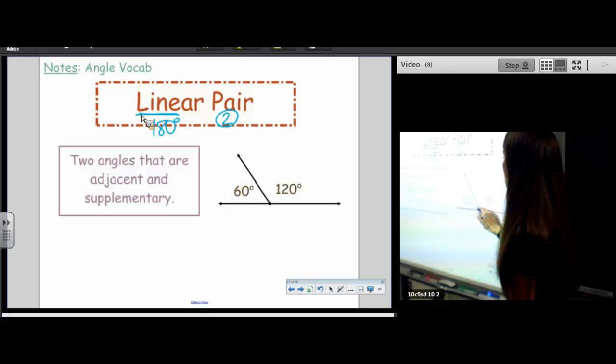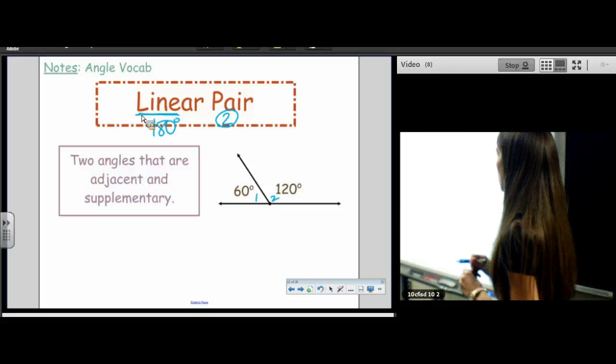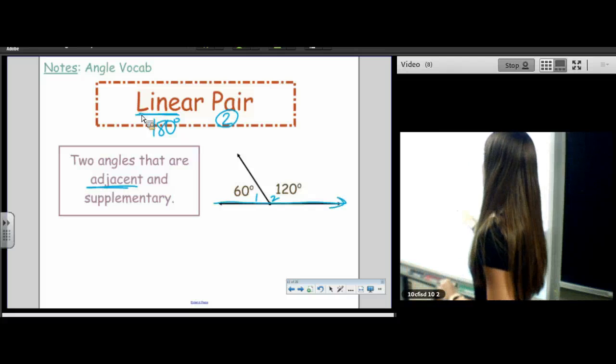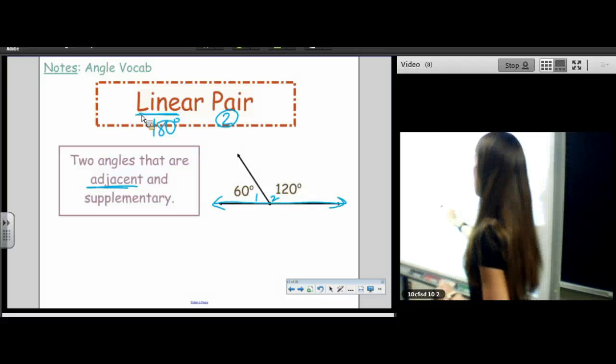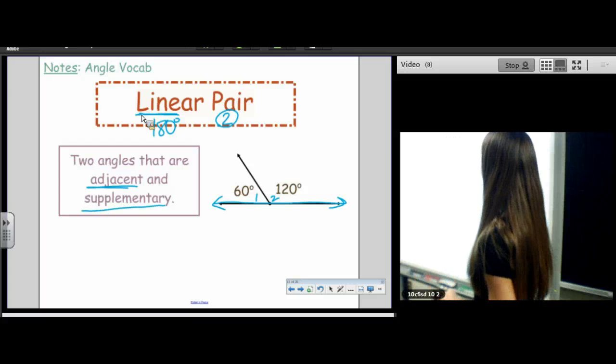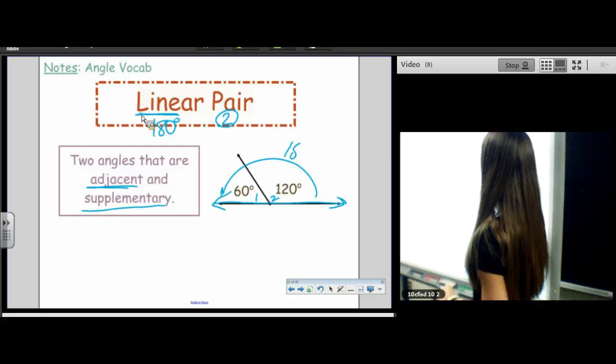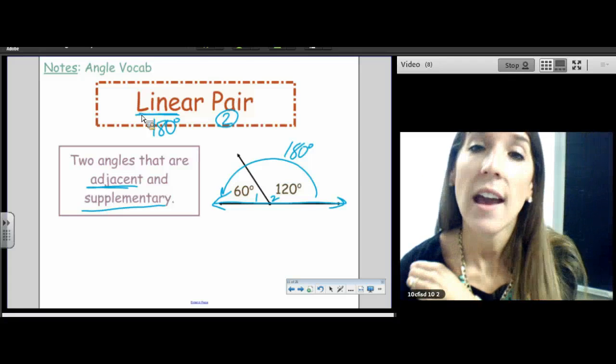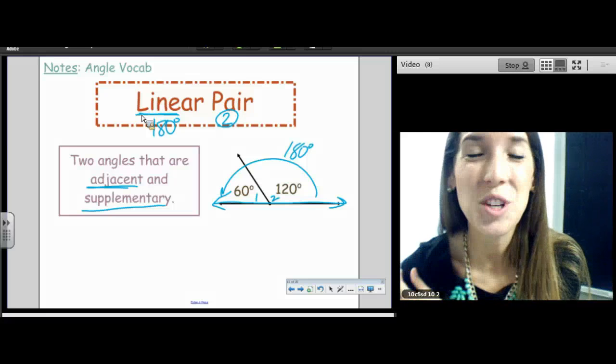So two angles, angle 1 and angle 2, they have to be adjacent. They have to form a straight line. And they are also supplementary. They add to 180. So linear means line. They better form a line. And pair means there's two of them. Two angles that form a line.